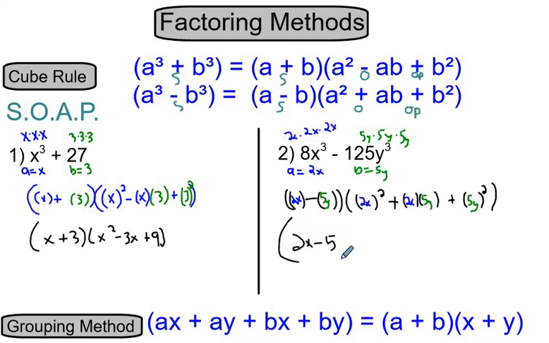This is why the parentheses matter, because this will become 2x times 2x, which is 4x squared. 2x times 5y is 10xy. And then 5y squared is 25y squared.